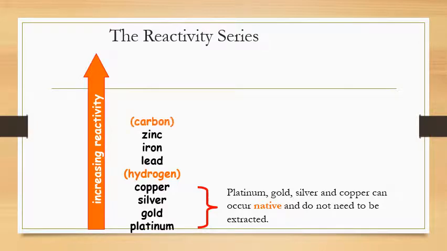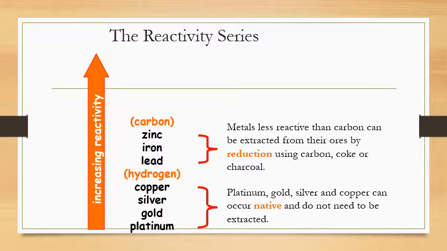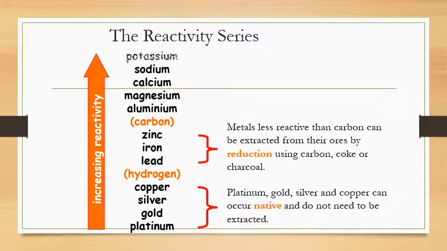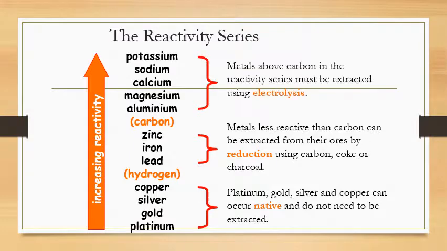Whereas things like lead, iron and zinc, they usually are formed from reduction, usually reduction using carbon or coke or charcoal, and we'll look at iron as an example of that. And finally, the highly reactive metals are probably going to be extracted by electrolysis because they're found obviously in these ionic salts primarily. And we're going to look at one example in the form of aluminium.